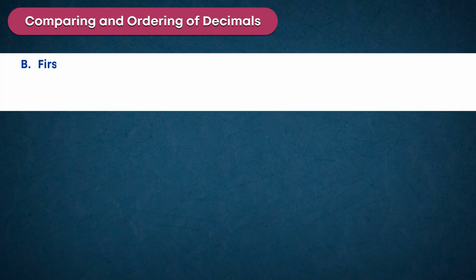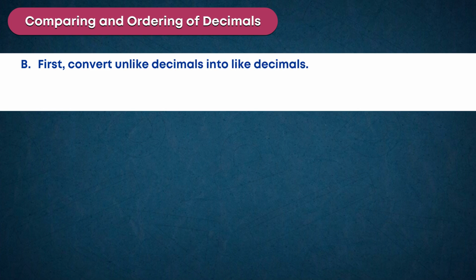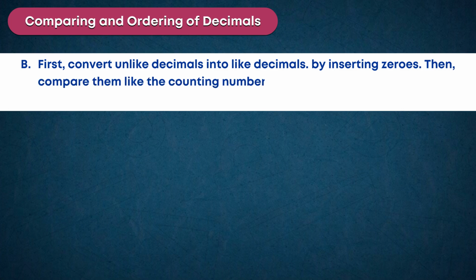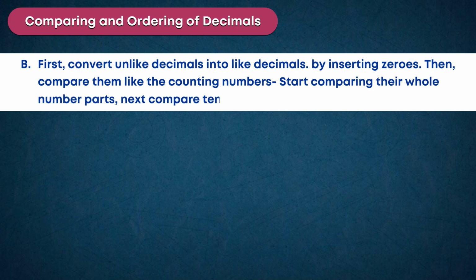B. First, convert unlike decimals into like decimals by inserting zeros. Then, compare them like counting numbers. Start comparing their whole number parts. Next, compare tens, next hundreds, thousands, and so on.